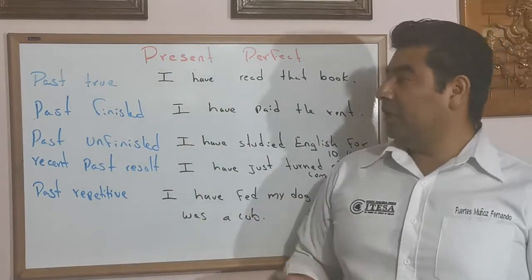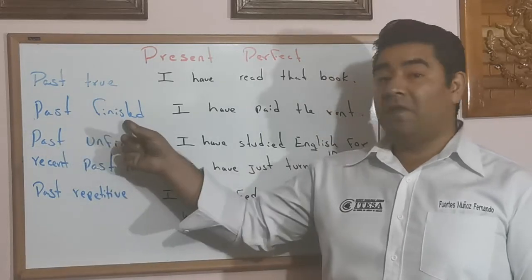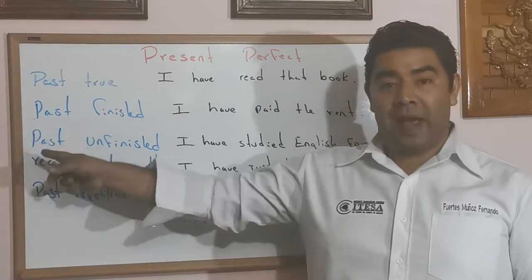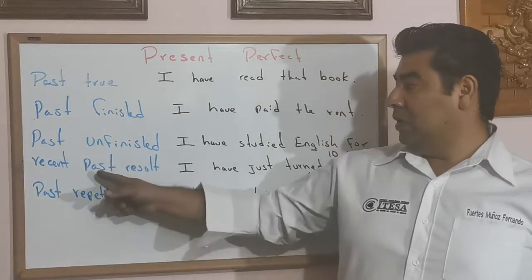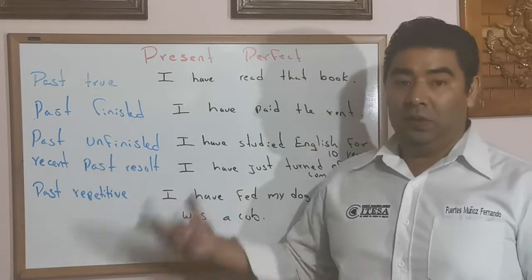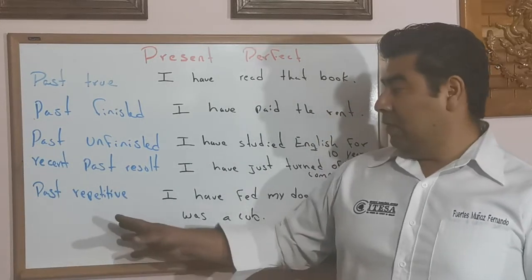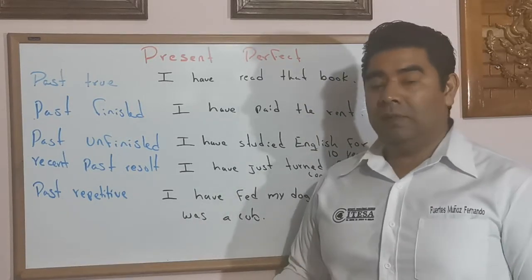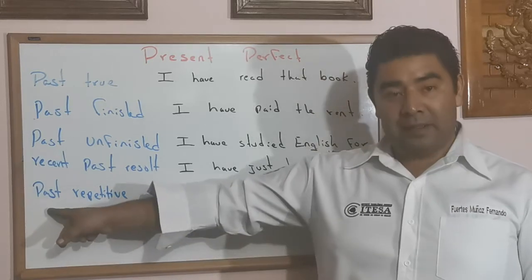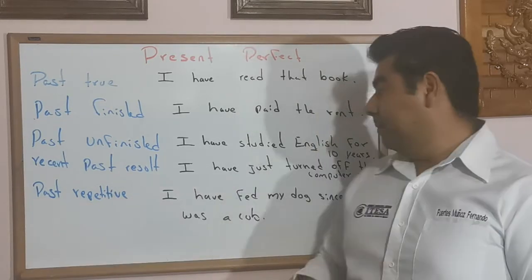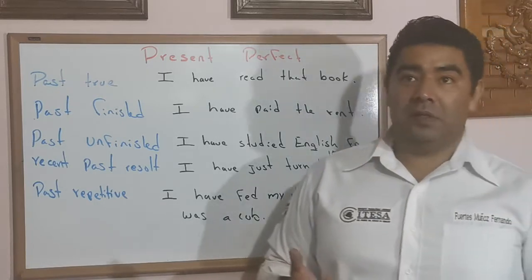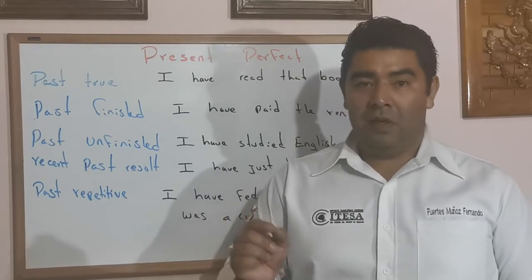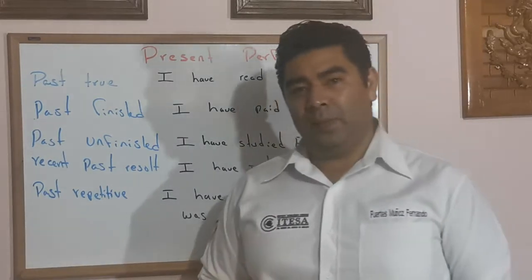You can use the present perfect when you talk about past finished actions or events, when you use unfinished past events, when you use recent past results, right? And when you are talking about something that you usually did, okay? Like repetitive past actions or events, okay? So the present perfect is just the name of the tense, okay? The structure is really simple, right?